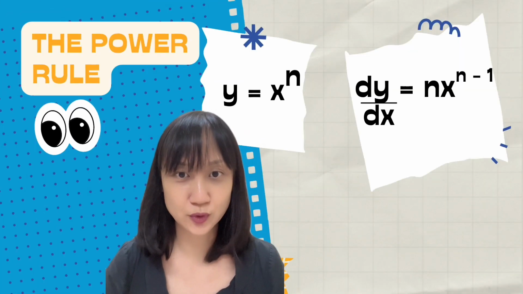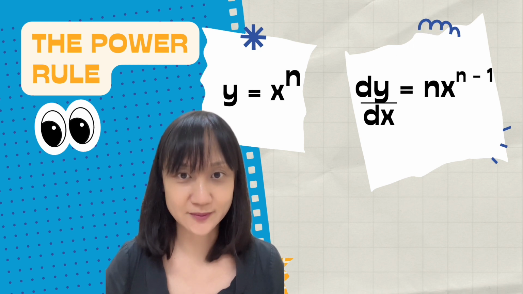Differentiation using the power rule. Power down, power minus 1.